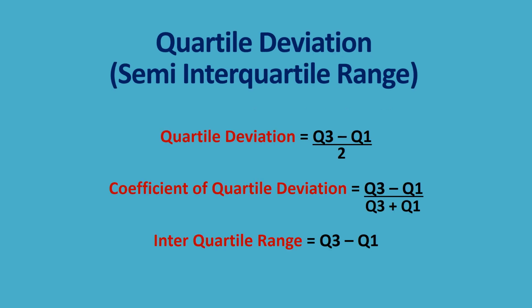The quartile deviation. The range is a crude measure because it takes into account only the extreme values, the largest value and the smallest value. The effect of these extreme values on range can be avoided if we use the quartile deviation. So the interquartile range is the difference between the first quartile and the third quartile, Q3 minus Q1. That is the interquartile range.